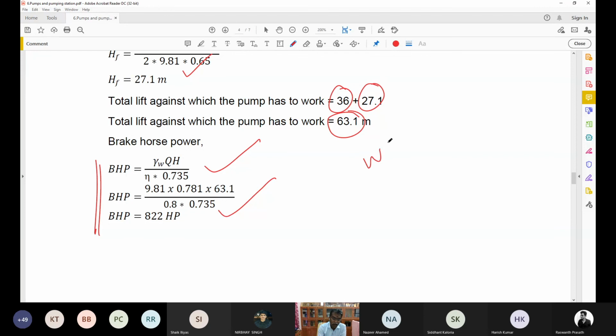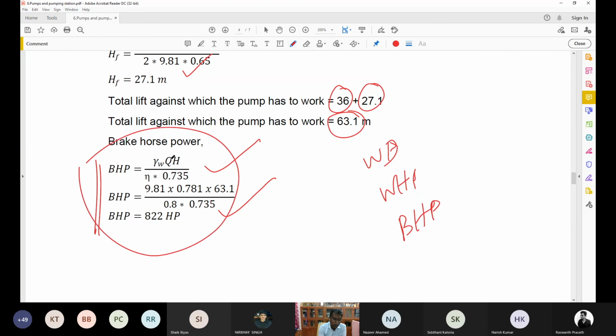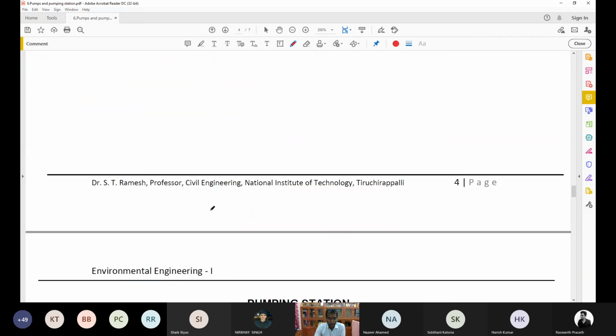Otherwise, what you have to do is find out the work done, the water horsepower and the brake horsepower. All are the same formulas, but I have used them directly in a single formula: gamma W into Q into H divided by eta into 0.735. This 0.735 is for water horsepower, and eta is for conversion to brake horsepower. You may require almost 822 HP total motor or pump power requirement, and based on the market availability you can divide it into a number of pumps.